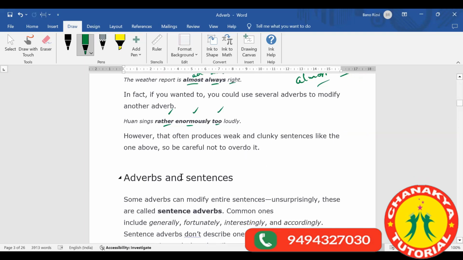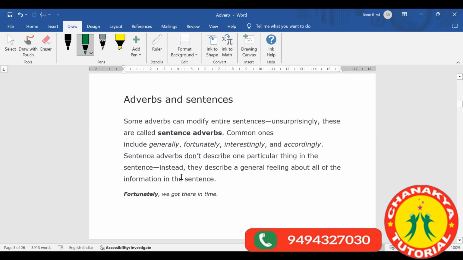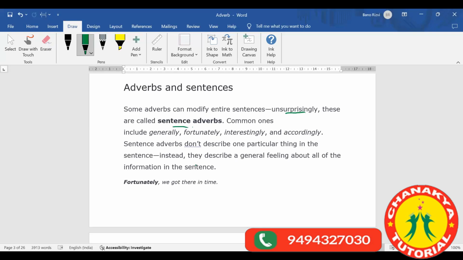Okay. Let us talk about adverbs and sentences. Some adverbs can modify an entire sentence. Unsurprisingly, these are called sentence adverbs. You don't have to mug up the definition, you just have to understand. Examples include generally, fortunately, interestingly, accordingly. Sentence adverbs don't describe one particular thing in the sentence. Instead, they describe a general feeling about all the information in the sentence.